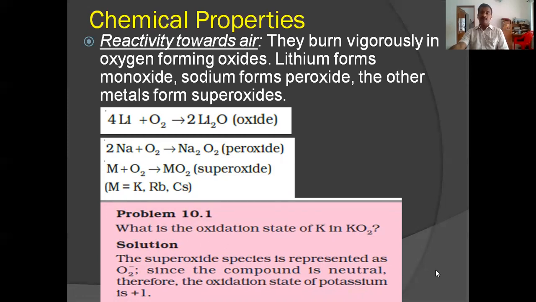What is the oxidation state of potassium in KO2? Oxidation state of potassium is always +1. It has no change. So oxidation state of potassium is +1, but that of oxygen is -1/2. We discussed it in the chapter redox reactions.